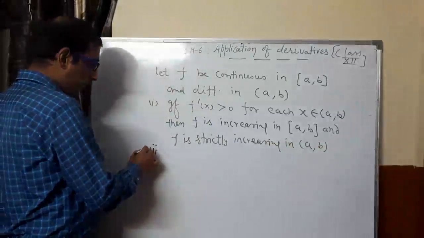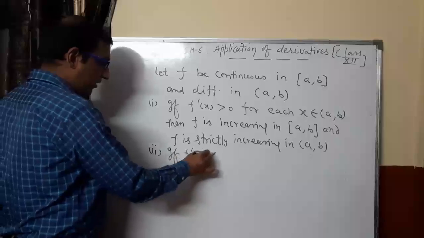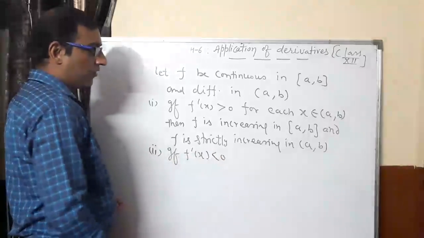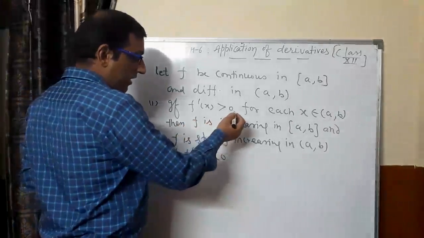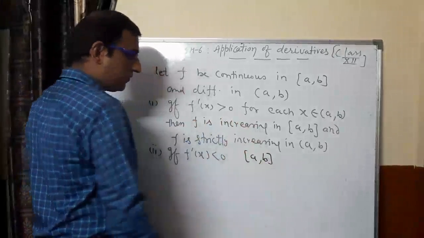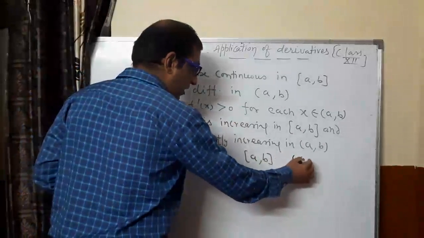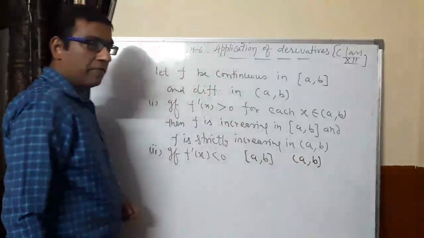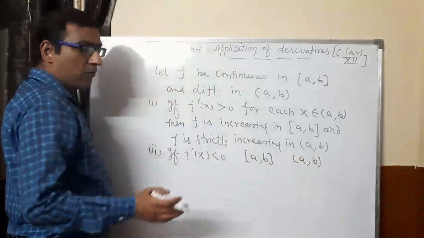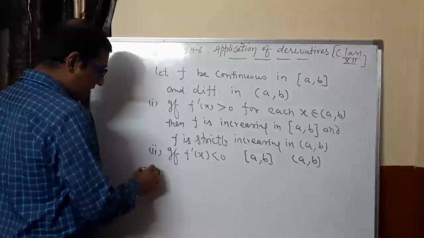But if f'(x) is less than 0, then we can say f is decreasing in the closed interval [a, b] and it is strictly decreasing in the open interval (a, b), for each x belongs to the open interval (a, b).